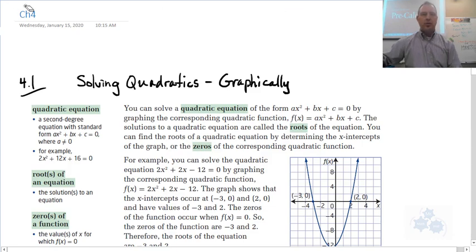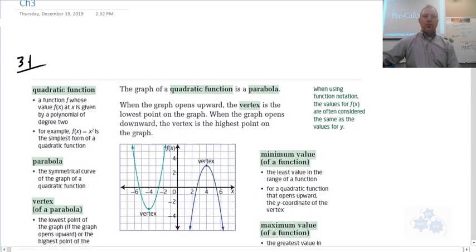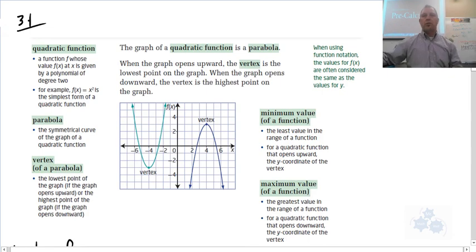How are we doing? You guys with me here so far? Okay. Chapter 3. Chapter 3, we start talking about quadratic functions. A huge part of this whole course, right?